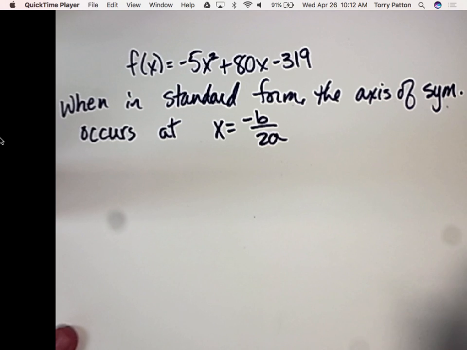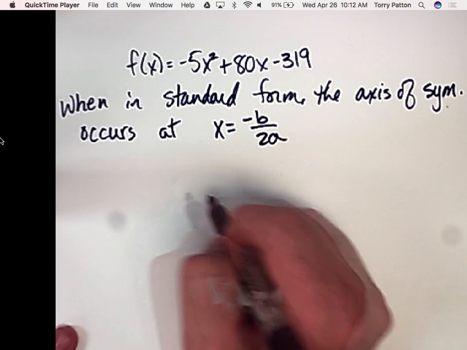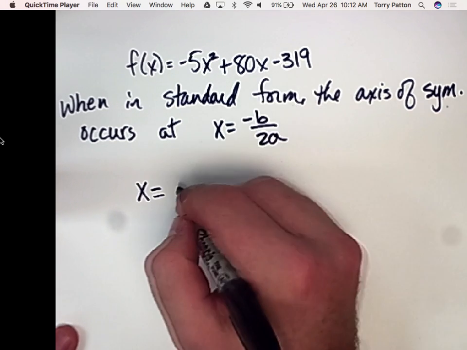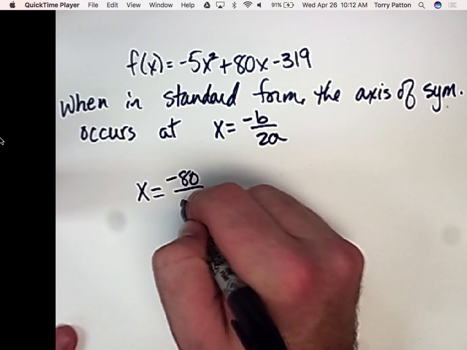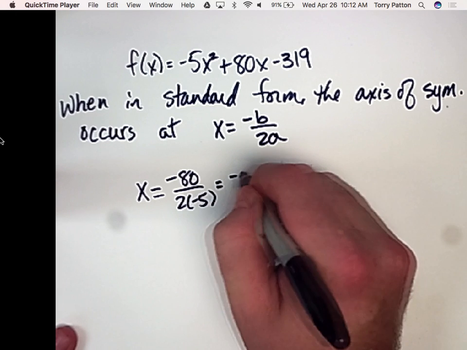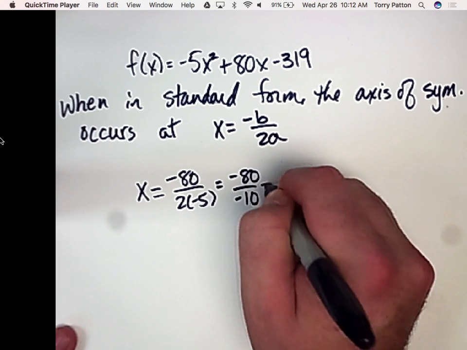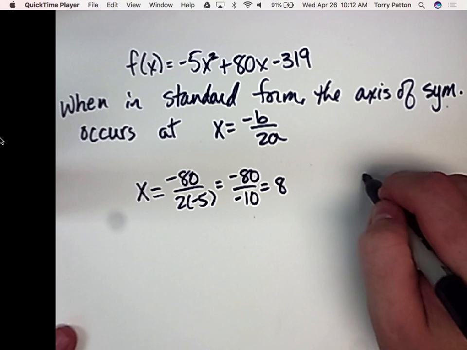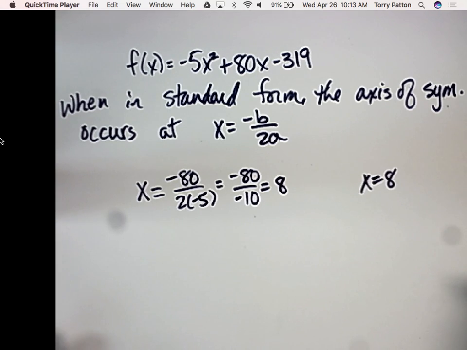So, what would that be here? So it would be x equals the opposite of b, so negative 80 over 2 times a. That's negative 80 over negative 10, which is 8. So the axis of symmetry is x equals 8. All right?